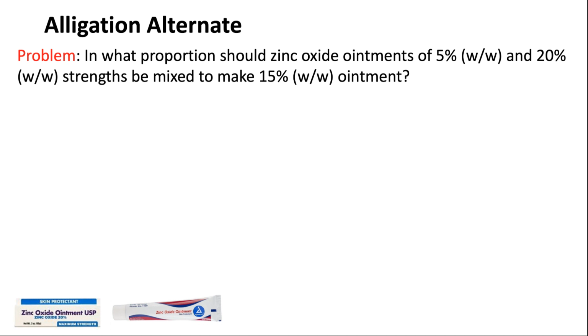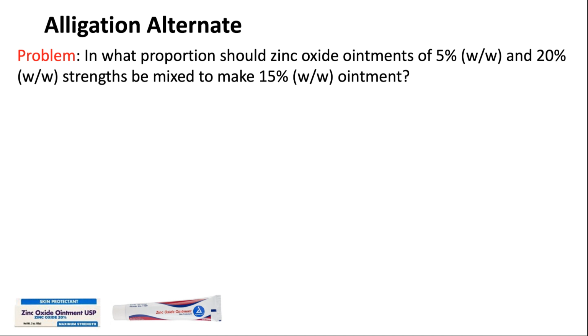So to read this question, it states, in what proportion should zinc oxide ointments of 5% weight per weight and 20% weight per weight strengths be mixed in order to make a 15% weight per weight ointment? So just to explain this question, if you look down below here, we have two different tube concentrations of zinc oxide ointment that are already made. One of them is 20% and the other one is 5%.